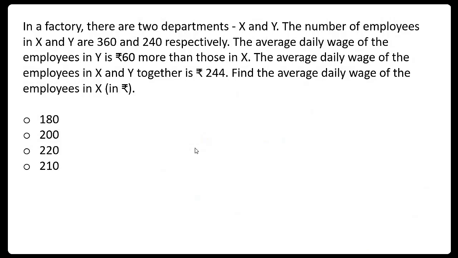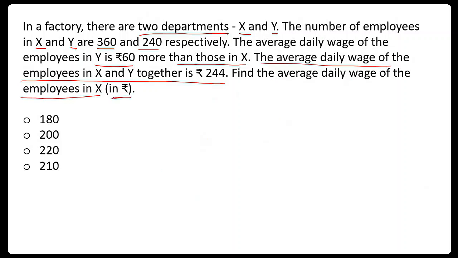Okay. So in this question, there are two departments in a factory, namely X and Y. The number of employees in X department and Y department are 360 and 240 respectively. The average daily wage of the employees in Y department is 60 more than those in X department. The average daily wage of the employees in both departments together is 244 rupees. Then the average daily wage of the employees in X department in rupees is how much?